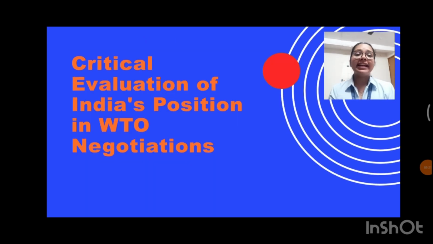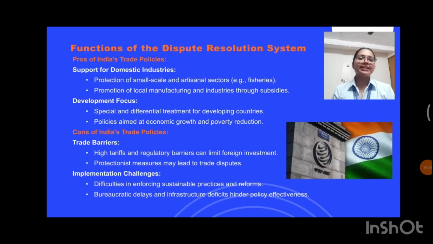Now we'll critically evaluate India's position in WTO negotiations. So firstly, on the pro side, these negotiations call for protection of small scale and artisanal sectors and also for promotion of local manufacturing and industries through subsidies. India also gives focus to development and special and differential treatment for developing countries and policies aimed at economic growth and poverty reduction. But on the other side of the coin, it puts forward many trade barriers.